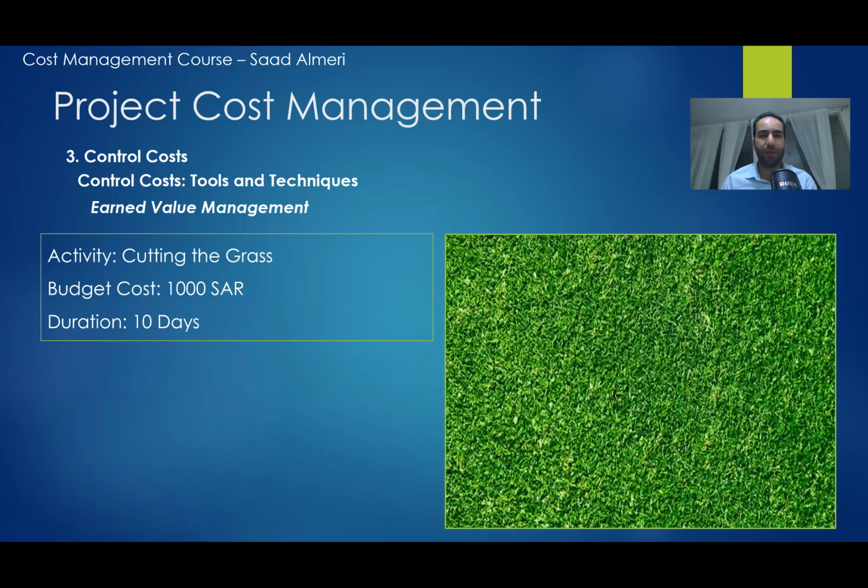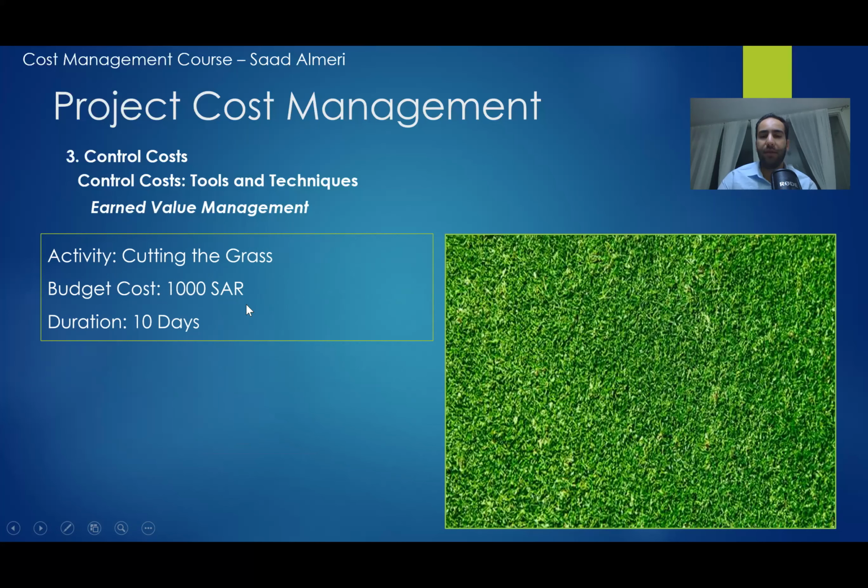The earned value management and the tools of the SPI, CPI, CV and SV. Let's assume that we have a project or an activity, and the activity that we have is that we need to cut this grass.